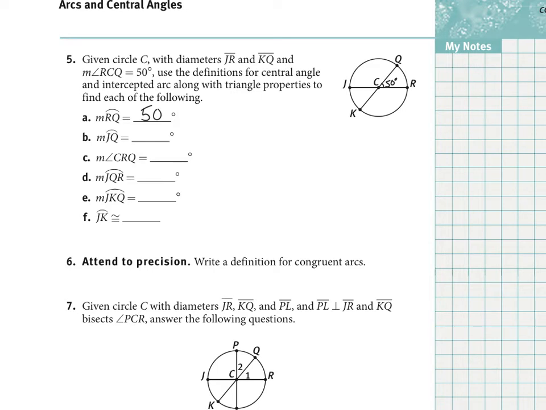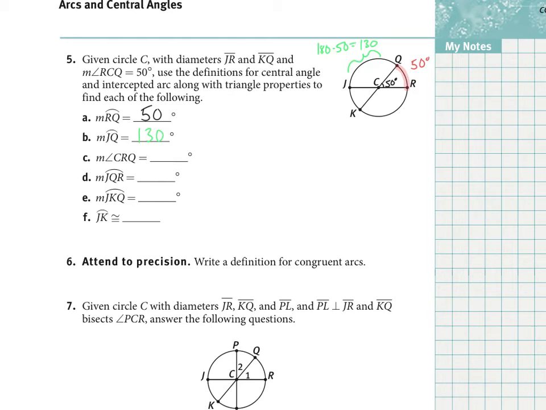Now it's asking for the measure of JQ, this arc right here. So we know already that this is 50 degrees. Oh, I'm going to pick a different color. There we go. That's 50 degrees. And we know that this is our diameter. So think of how many degrees are in half a circle? Well, 180. So in order to get the length of arc JQ, I have to do 180 minus 50. So when I do that, I get 130. So the measure of that arc is 130 degrees.